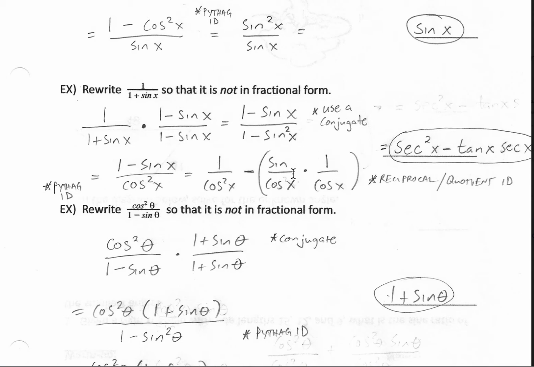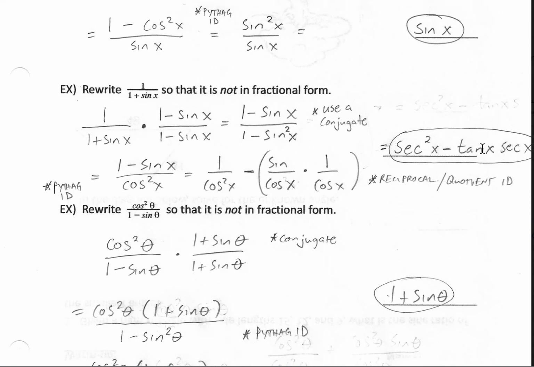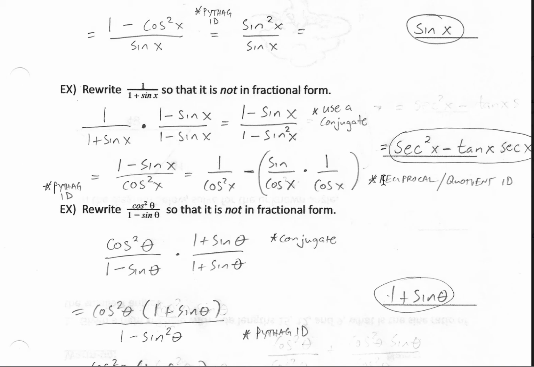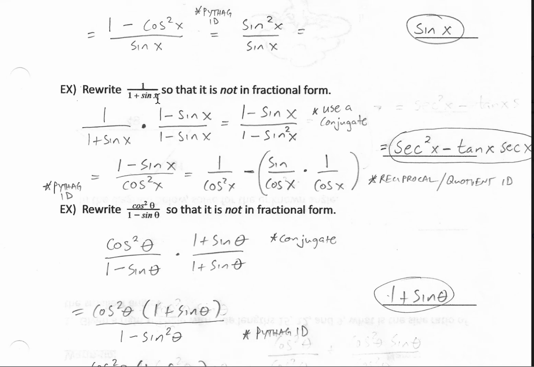But I've broken it up because sine over cosine is my tangent identity. And 1 over cosine is going to be my secant identity. And 1 over cosine squared is going to be my secant squared identity. So there we're using our reciprocal identity for that first term. We're using that quotient identity for that second term. And for the third term, again, we're using the reciprocal identity. So secant squared minus tangent times secant is the exact same thing as this. It's just no longer in fractional form.